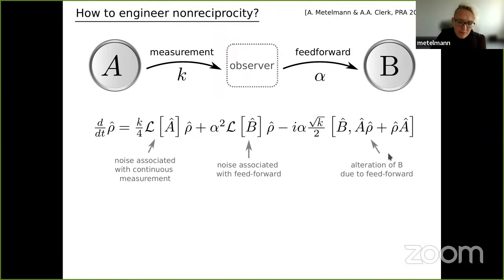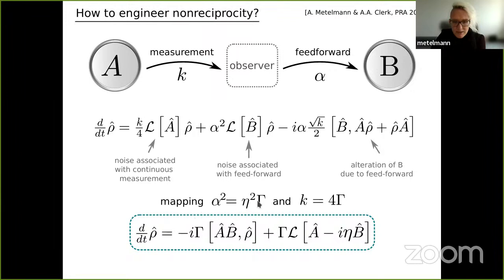And if we now make a mapping in the form that we just say alpha squared is eta squared gamma, and this is the feedback strength, and our measurement strength is 4 gamma, then we can rearrange our master equation to this form. And this is an important form because here we have a coherent interaction, which is just the product of our system A operator times the system B operator. And we have a non-local dissipator here. And this is exactly what we need.